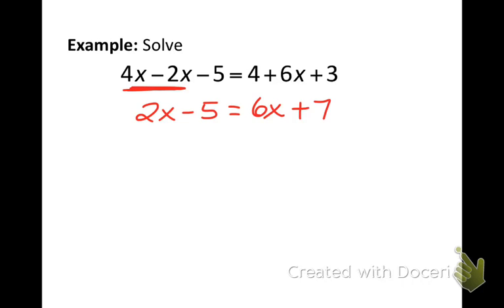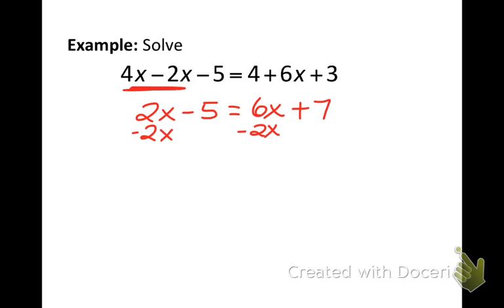Okay, what's our next move? We've got lots of options. I personally don't like to deal with the negative numbers. Andrew, what would you go with? I was going to say subtract 2x. That's exactly what I would do, too. Would it be wrong to add 5 or subtract 7 first? No. You just want to move things to get the variables on one side, the constants on the other side. I personally like to deal with the variables first.